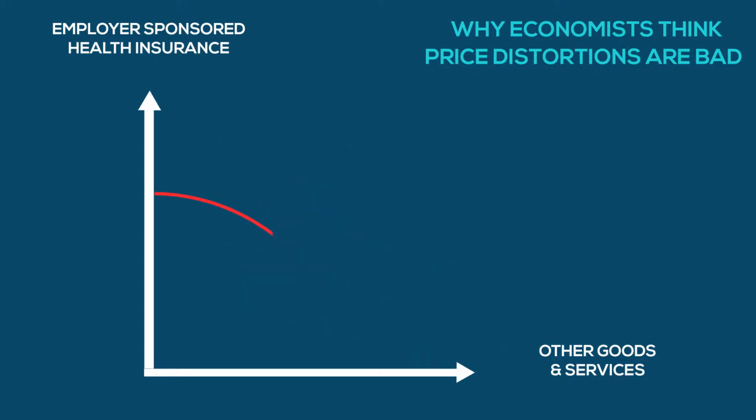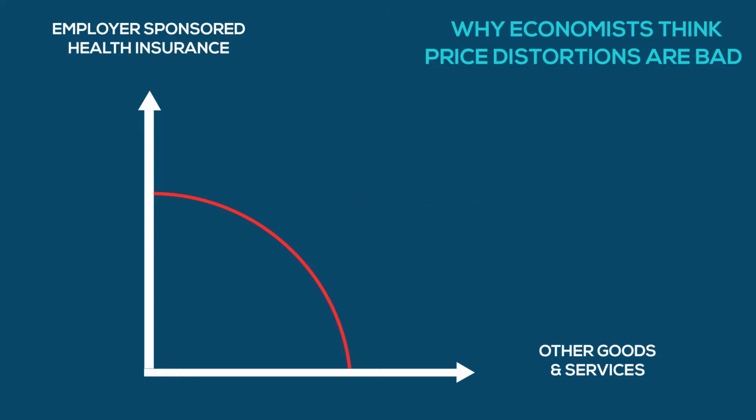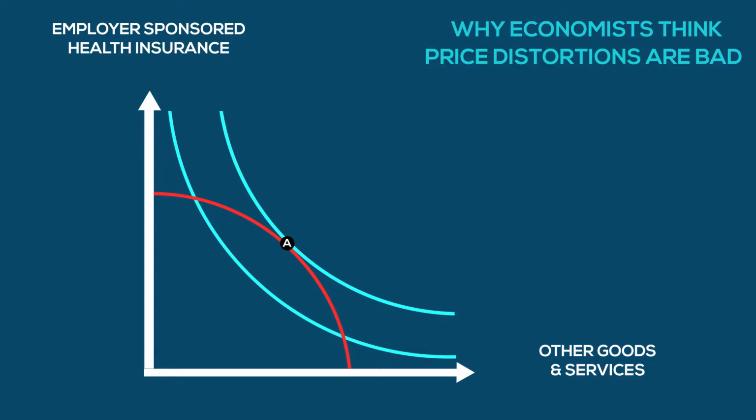The economy can produce all combinations of goods and services that are on or inside the production possibility frontier. Utility is maximized at the point where an indifference curve is tangent to the production possibility frontier. All other points on the production possibility frontier sit on lower indifference curves, and all indifference curves above the one that is tangent are not technically feasible because they are outside the production possibility frontier.